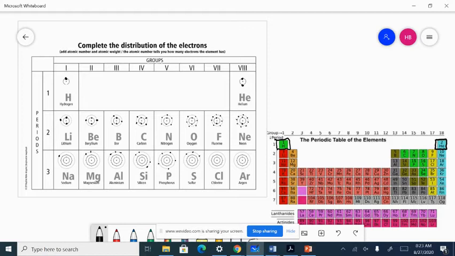Sulfur has 2 full shells and 6 in the outside. And chlorine, just like his buddy above, is almost close to being full. Again, that's what makes him so reactive. And then we have argon, who has a full outside shell. So let's see if we can recognize some patterns. This is where we're going to stop.